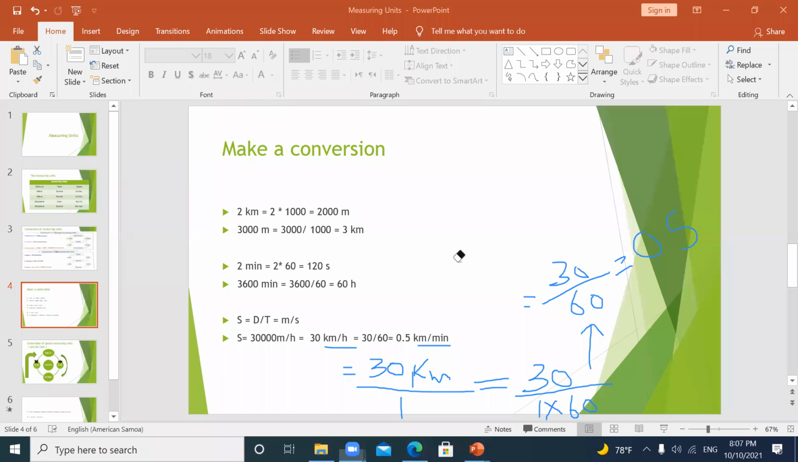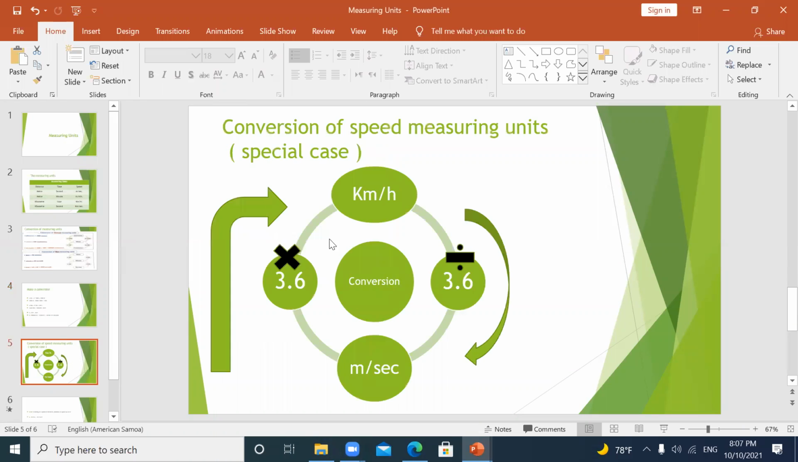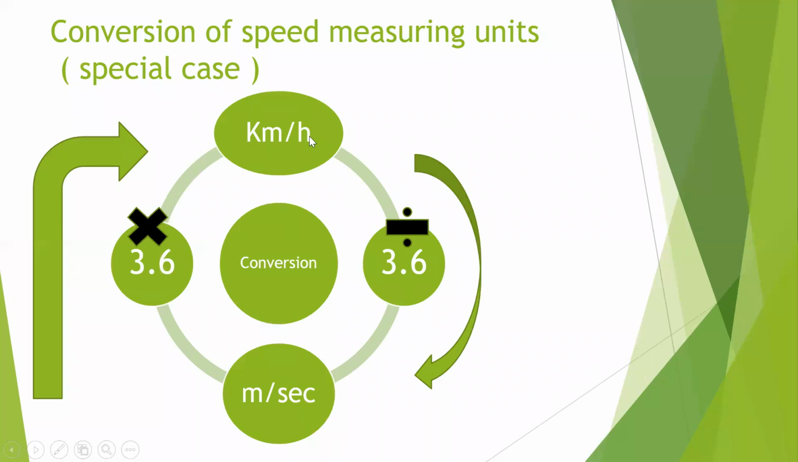We have a special case when he asks you in any problem that you are requested to convert from kilometer per hour to meter per second. In this case, just memorize it. From kilometer per hour to meter per second, you will divide by 3.6. And from meter per second to kilometer per hour, you will multiply by 3.6.